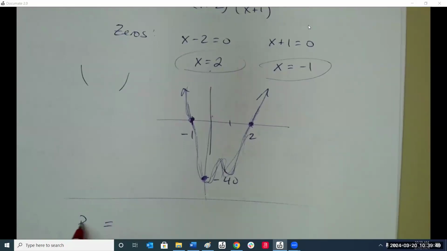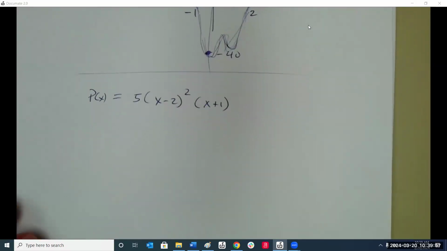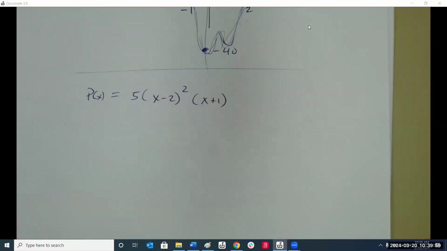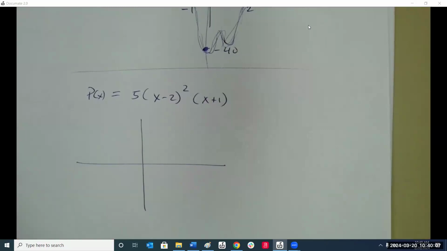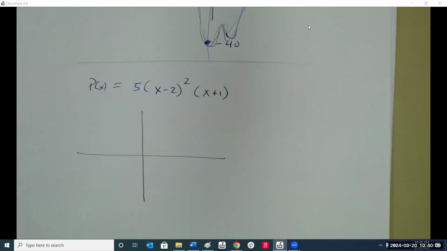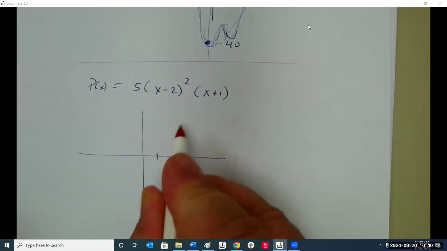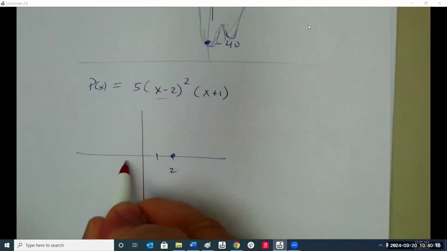If we had our polynomial that looks like this, let's sketch this graph. What are my x-intercepts? 2 and -1.